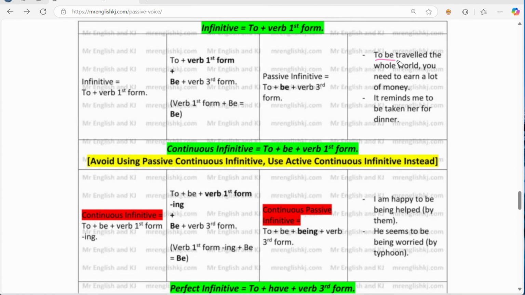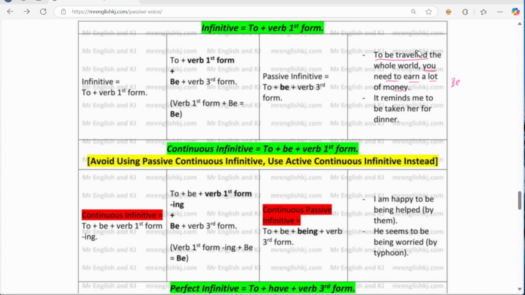Okay, to be traveled the whole world, you need to earn a lot. Here we are making a passive, to be traveled. So you are saying I receive the traveling. I'm not doing it because I am the receiver here, the traveling. This is the active: you need to earn a lot of money. You can see directly there is no be plus third form here. You need to earn a lot of money.